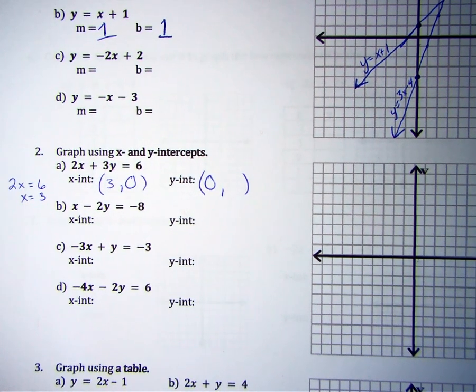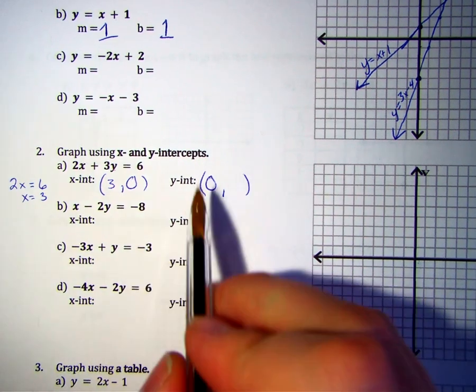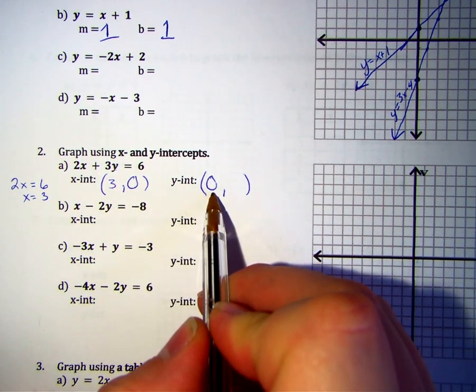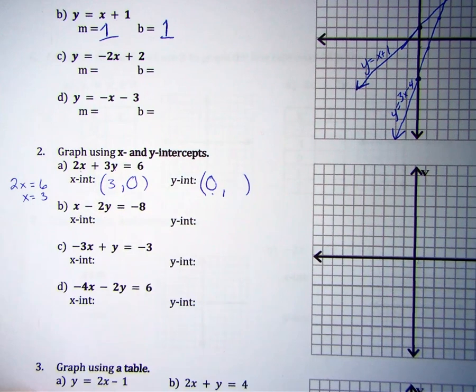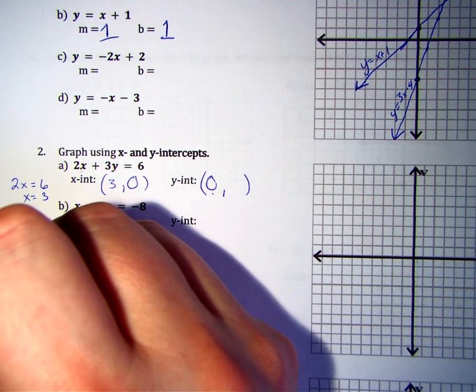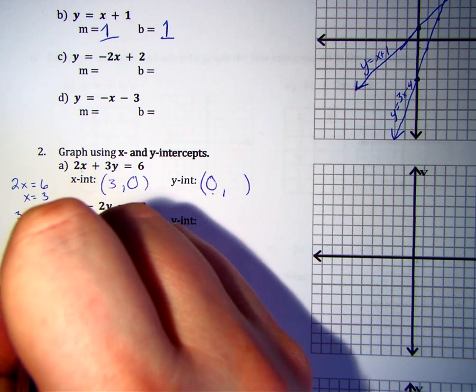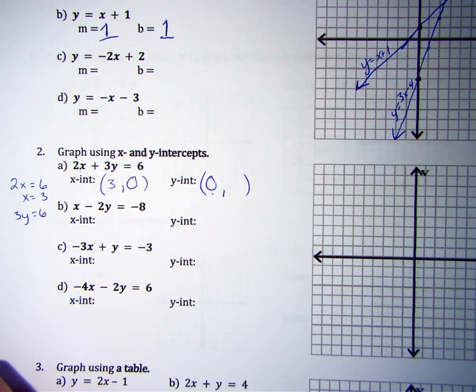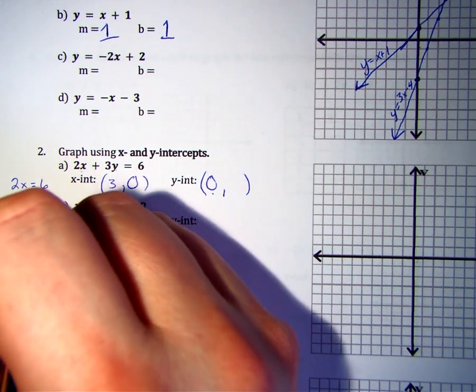Next we do the same thing for our y-intercept. The x value has got to be 0 for a y-intercept, so I plug a 0 in for x. 2 times 0 is still 0. So that will leave us with 3y equals 6, and we divide both sides by 3, so that y equals 2.